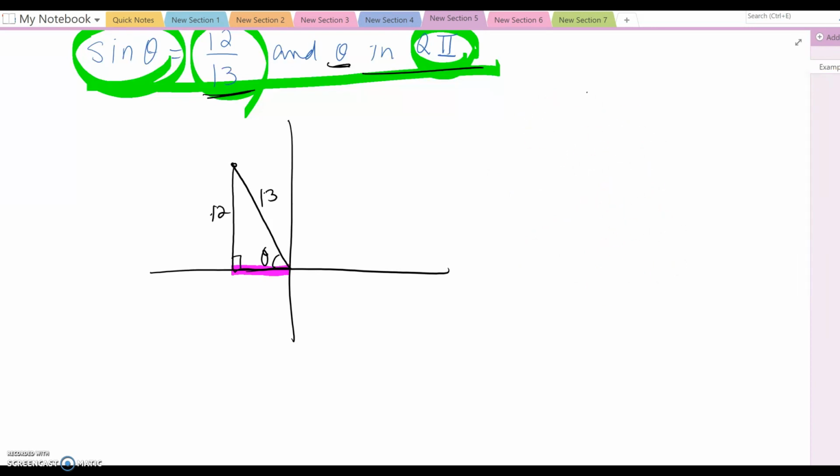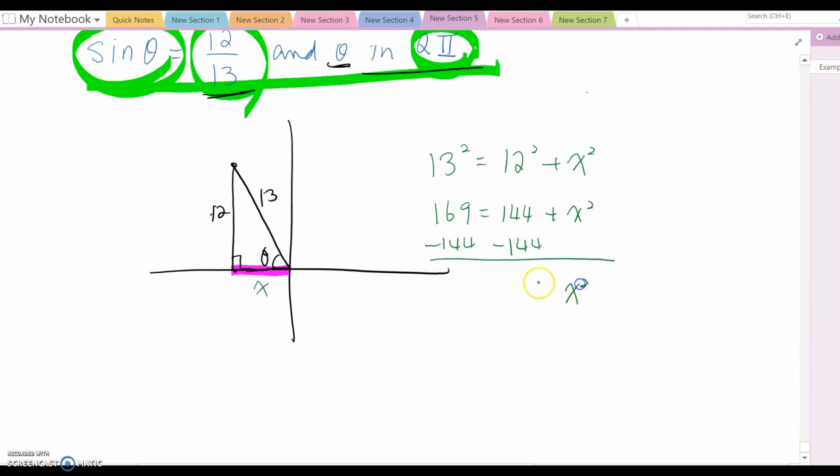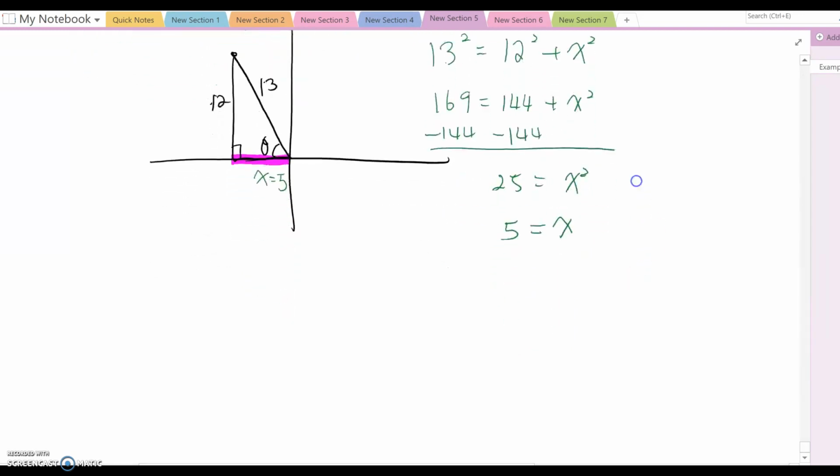Since we don't know the adjacent length here, I'm going to put x and say 13 squared equals 12 squared plus x squared. So 169 equals 144 plus x squared, minus 144. Then x squared equals 25. Therefore x equals 5 here. So now we have all the values, but this time be careful. This x must be negative 5, because it's in the second quadrant.